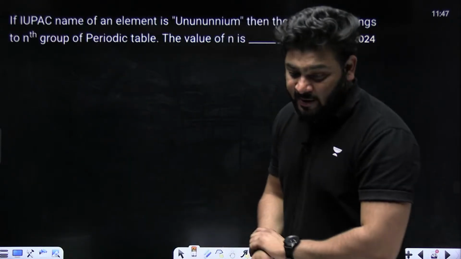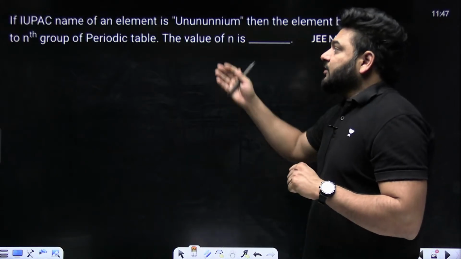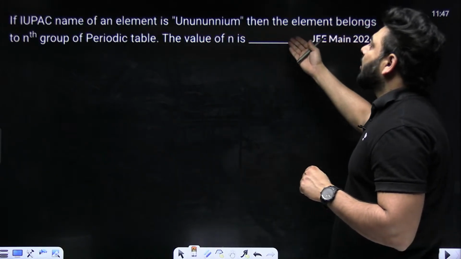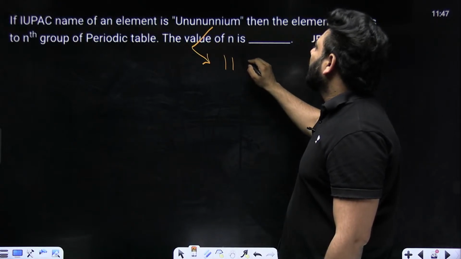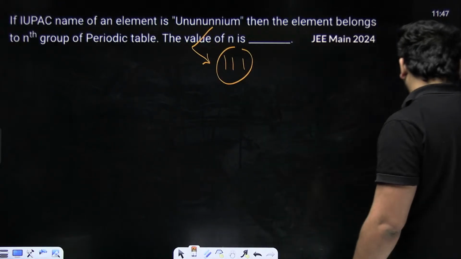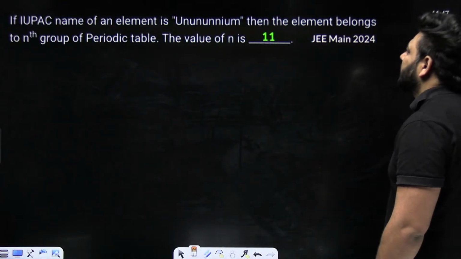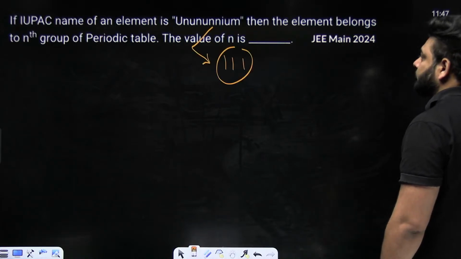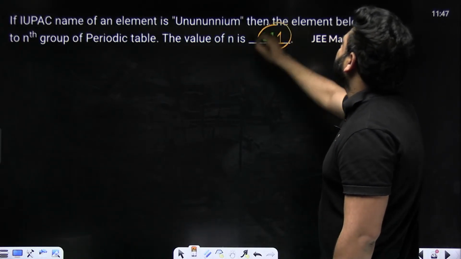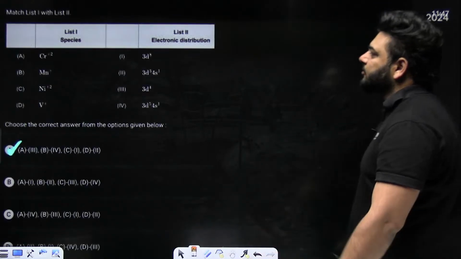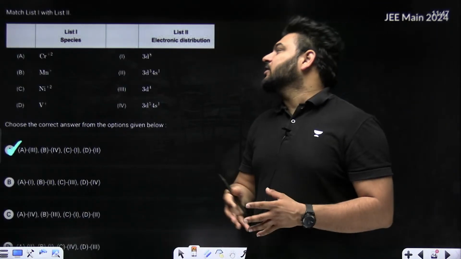Anyways, now let's come back to our topic. So we were discussing the IUPAC naming of unantrium or unanium, this triple one, I guess. Oh my god, this is a very easy question. So the value of n is unanium. This is triple one actually, triple one. Very easy question. This whole chapter is quite easy. Okay.